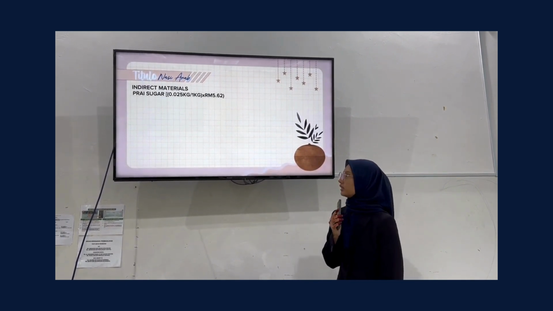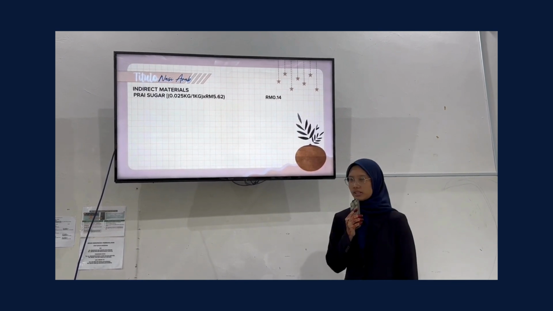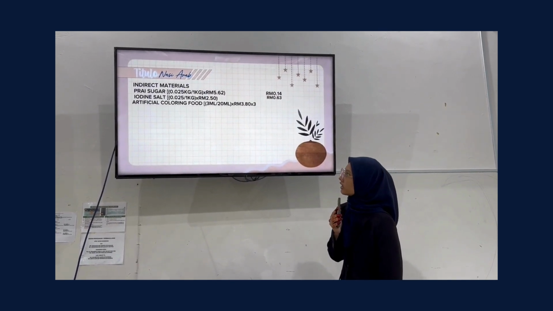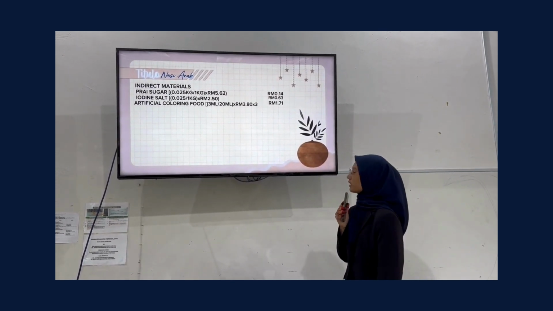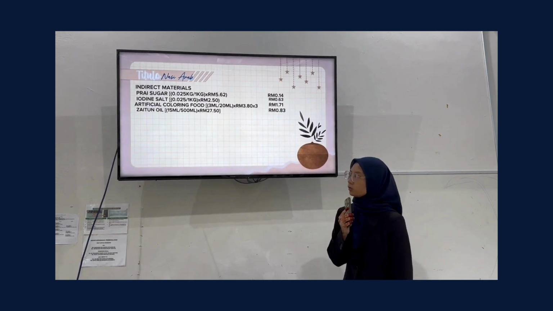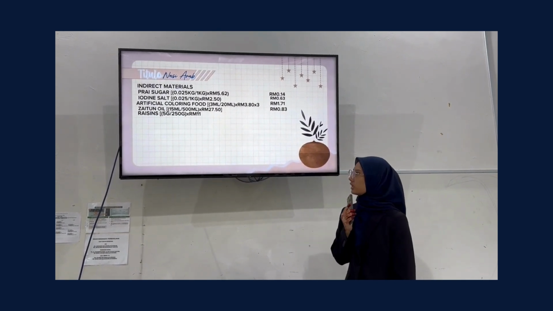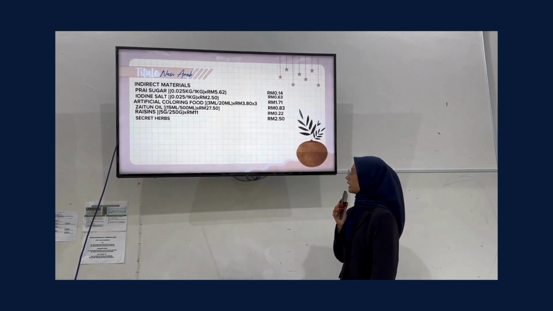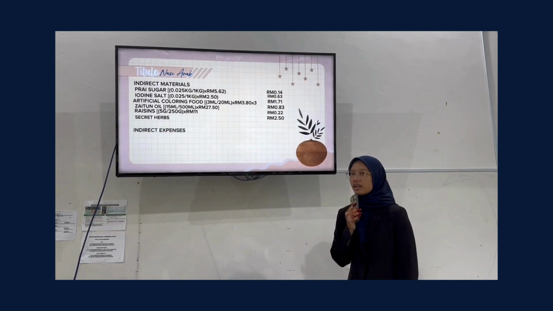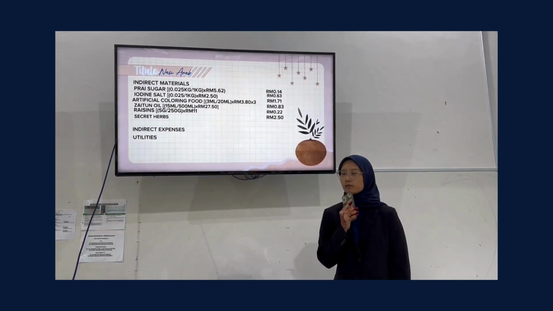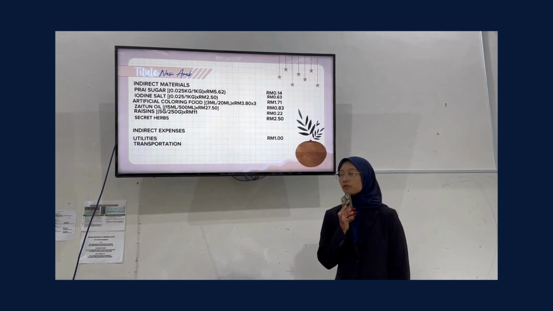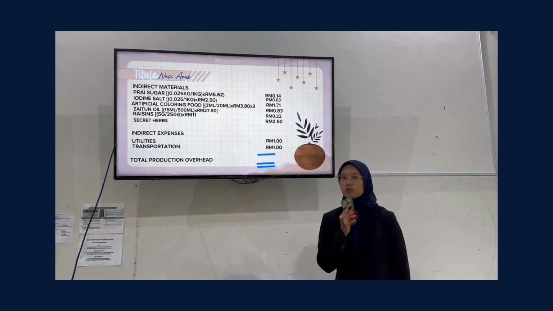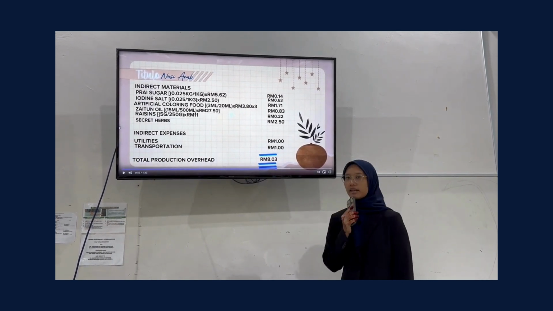As for indirect material, they use rice sugar that costs only 40 cents and iodine salt that costs only 63 cents. Artificial food coloring costs only RM1.71, zaitun oil 83 cents, raisins only 22 cents, and their secret herbs cost only RM2.50. For their indirect expenses, this business runs utilities for RM1 and transportation for RM1 too. Their total production overhead cost is only RM8.03.